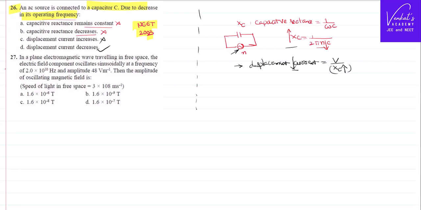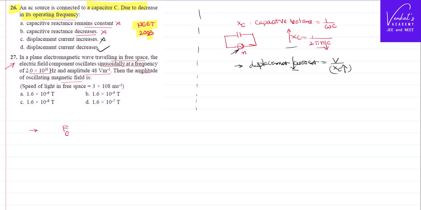Let's have a look at the next question, 23. In a plane electromagnetic wave traveling in free space, the electric field component has some frequency and amplitude, meaning electric field strength. What is the amplitude of the oscillating magnetic field? The first thing you need to understand is, in an electromagnetic wave, the electric force and magnetic force are acting on a particle perpendicular to each other, and each force cancels the other.